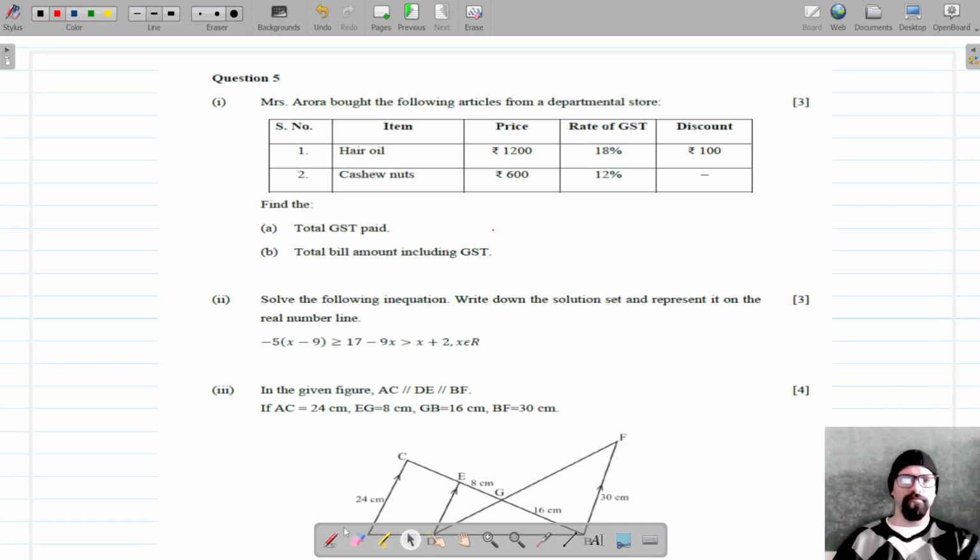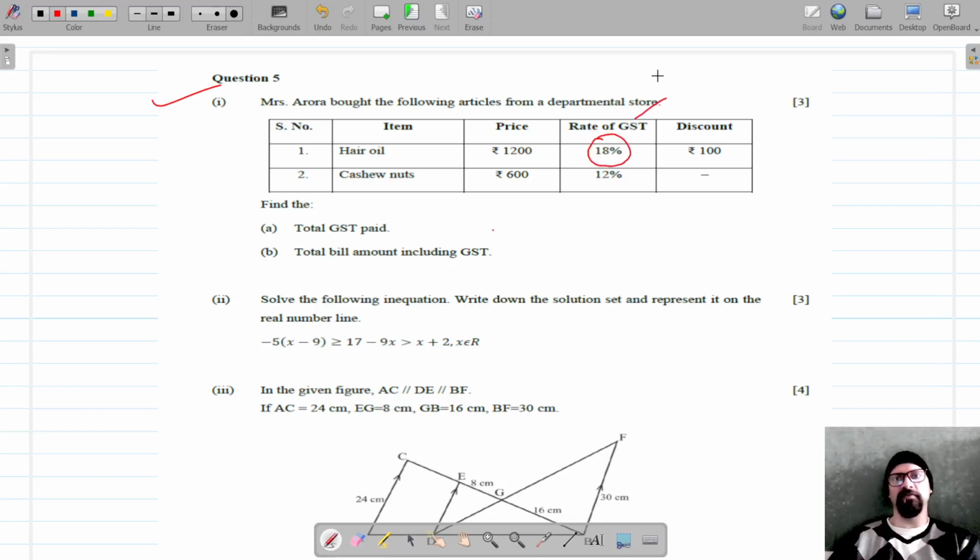Okay, this is question number 5 of the question paper, that is ICSE 2023. And the first one is Mrs. Arora bought the following articles from a departmental store. And the first one is the hair oil. Price for that is 1200. There's a discount of 100, and GST is levied on that as 18%.